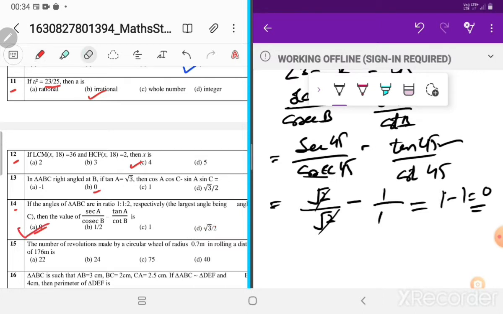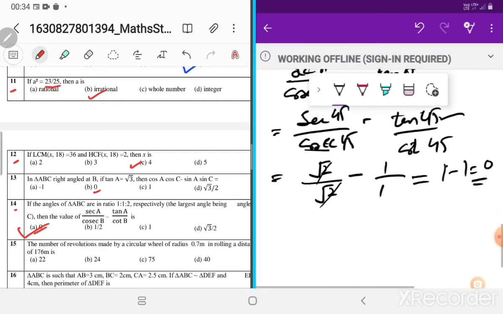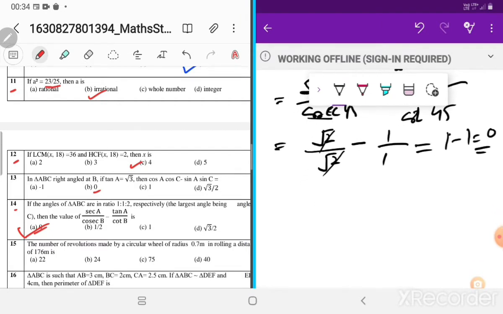Got it? So now come to question number 15. So easy, right? Now come to question number 15. The number of revolutions made by a circular wheel of a radius. So here is one circular wheel and its radius is what? 0.7 meter is your radius. So the number of revolutions made by a circular wheel of radius 0.7 meter rolling a distance of 176 meter.